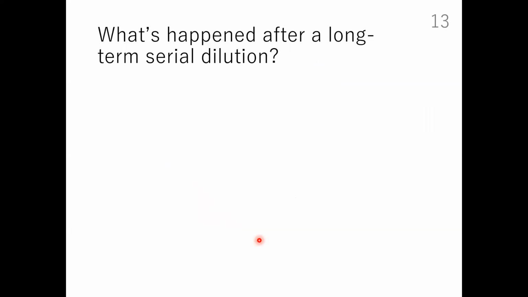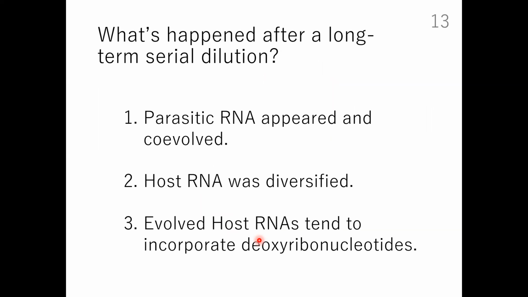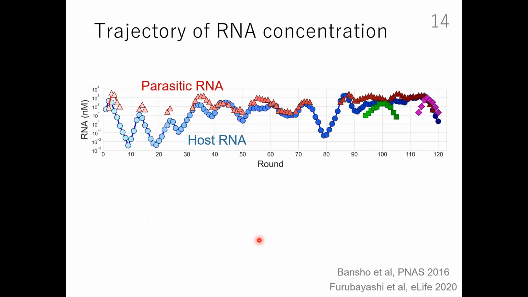Now, what happened after a long-term serial dilution experiment? Today, I show you 3 results. First, parasitic RNA appeared and co-evolved with a host RNA. And second, host RNA was diversified, probably due to the co-evolution. And third, evolved host RNA tend to incorporate deoxyribonucleotides. So not ribonucleotides, deoxyribonucleotides. First result is parasite.